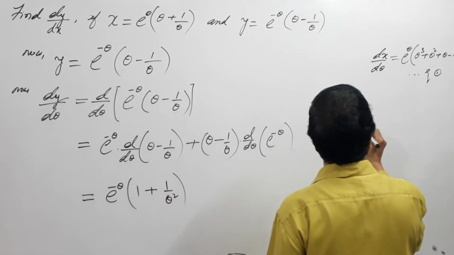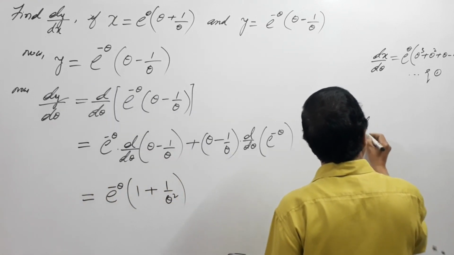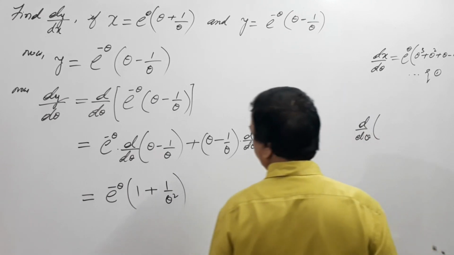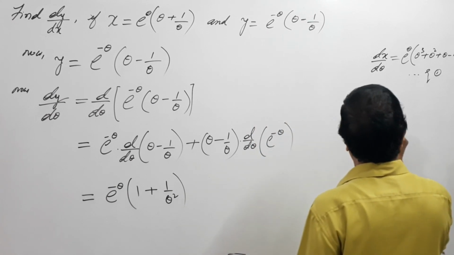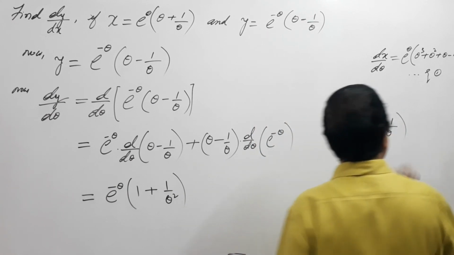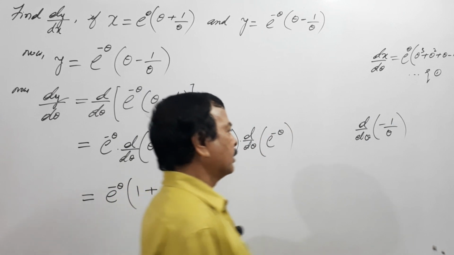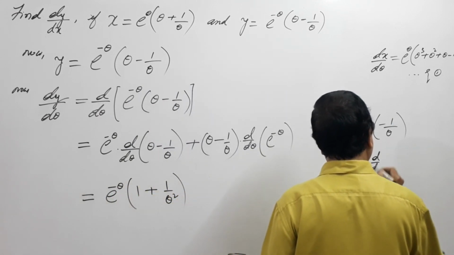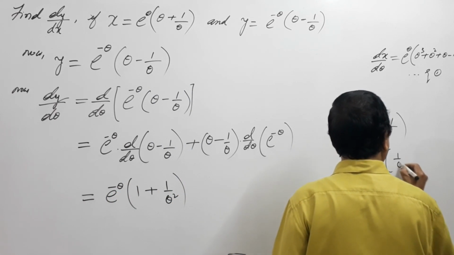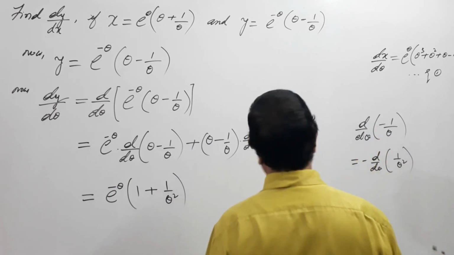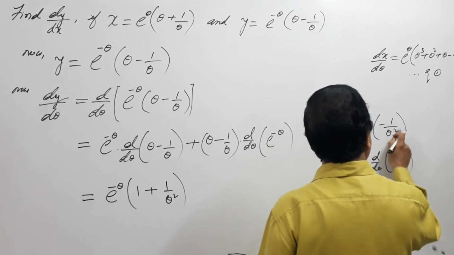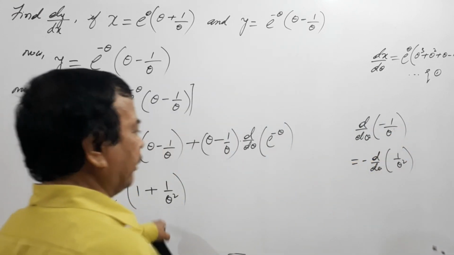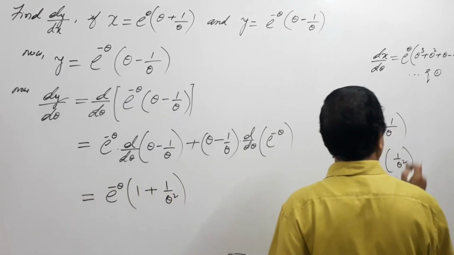So we have d by dx of d theta, I take d by d theta of minus 1 by theta. Okay. So what I will do, I take this minus value outside, minus d by d theta of 1 by theta. Oh, sorry, theta. How it has come, I am teaching you. Okay, theta. So what happens here?